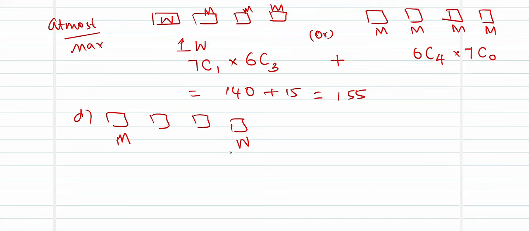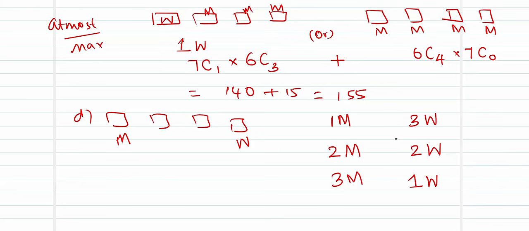So if this is going to be fixed, then I can have 1 man and 3 women. You can have 2 men and 2 women, or I can have 3 men and 1 woman. So in this combination, I will have the capacity of the committee or the selection to have both the genders together.